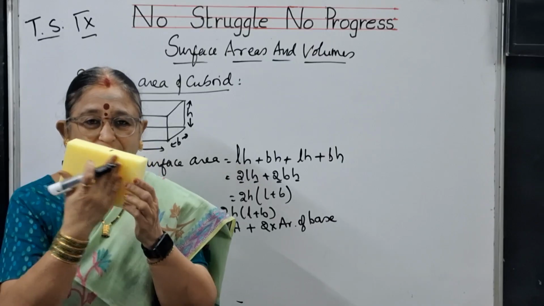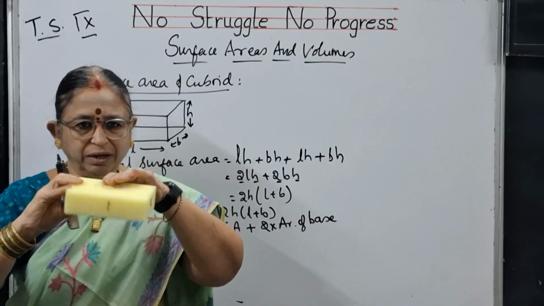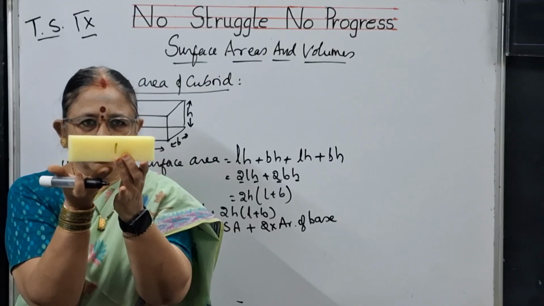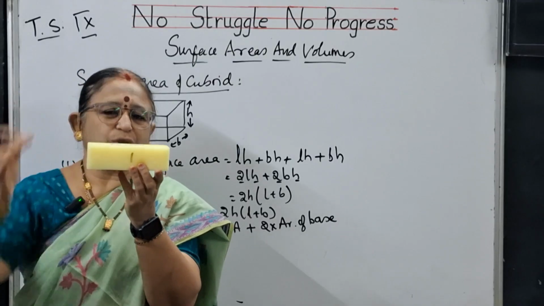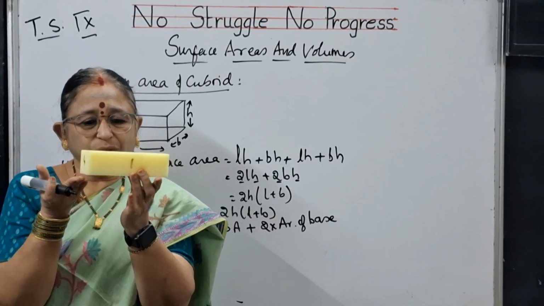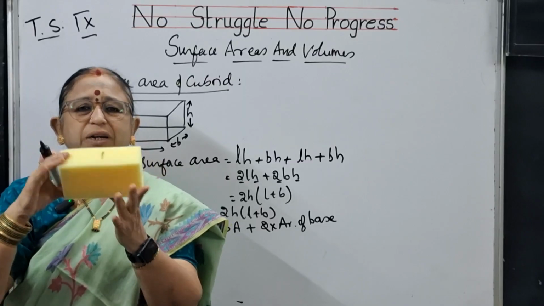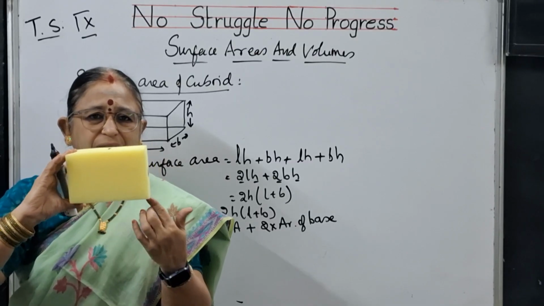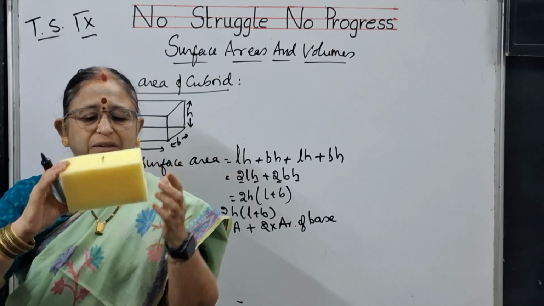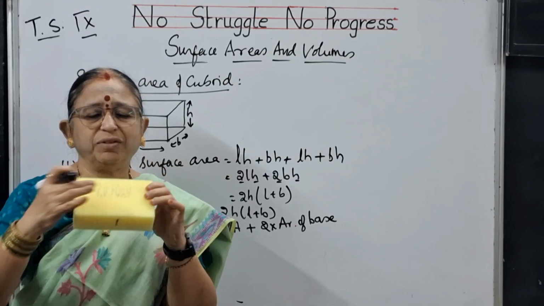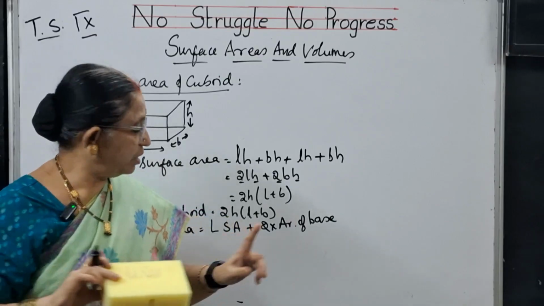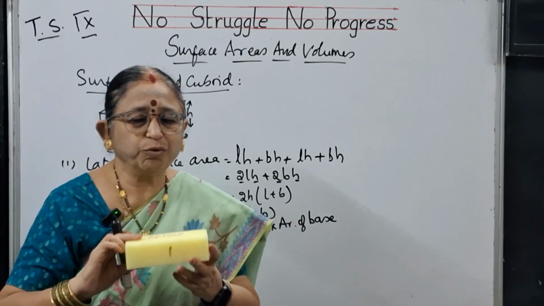Why am I talking about 2 times area of base? Because this is one base and this is the top. When you keep it like this, this is considered as base, this is considered as top. So this base and top are one and the same. Whatever is the length here, whatever is the breadth here, the same length and breadth you will be having here. So instead of writing 2 times, I'm writing it as 2 times area of base.